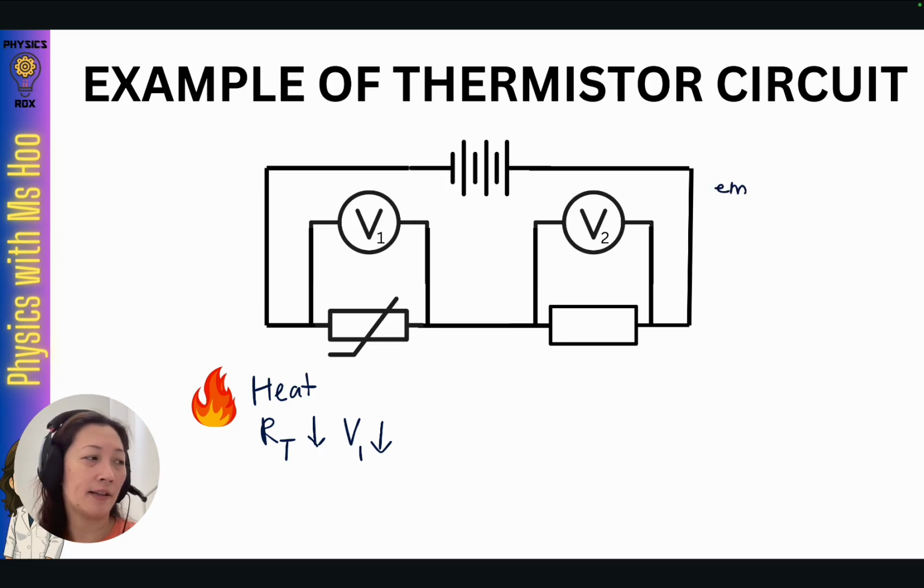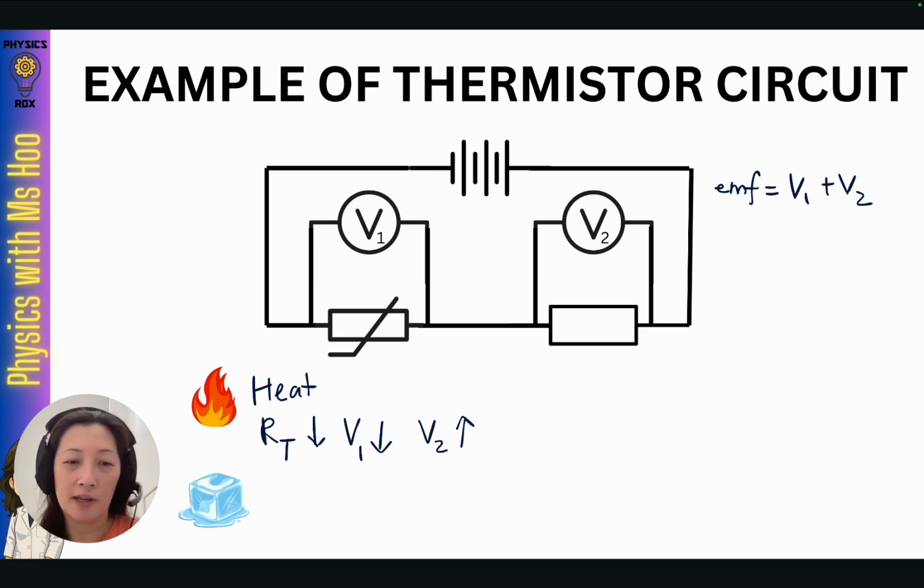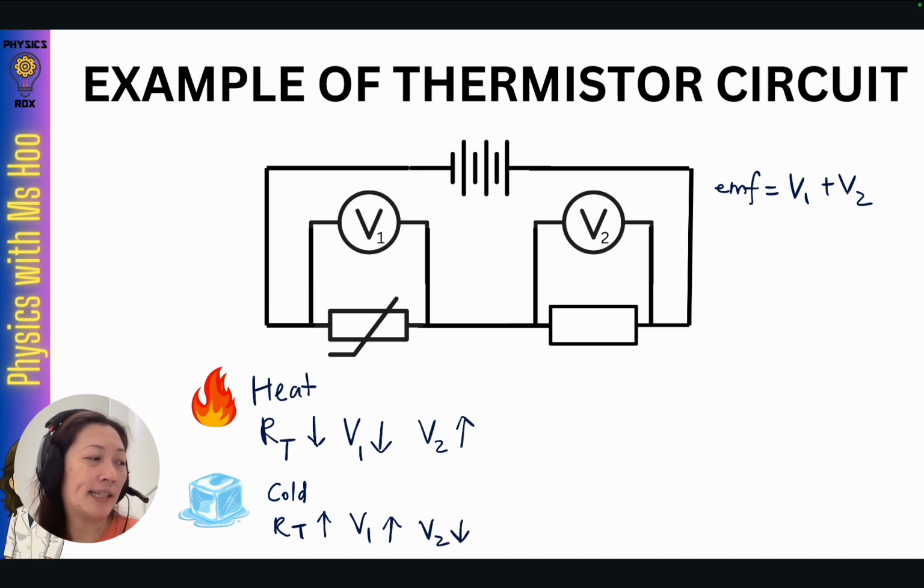So just like with the earlier circuit, the EMF of the battery is equal to the sum of the voltmeter readings V1 and V2, because these are the only two components in this circuit. So a decrease in V1 would cause an increase in V2, and that's when there's higher temperature. Now, if the temperature drops, so I've got the ice cube here just to represent how cold it can get. So when the temperature drops, I'm just going to write here cold, the resistance of the thermistor would increase, causing the voltmeter reading of V1 to increase. So an increase in V1 would cause a decrease in the voltmeter reading of V2.